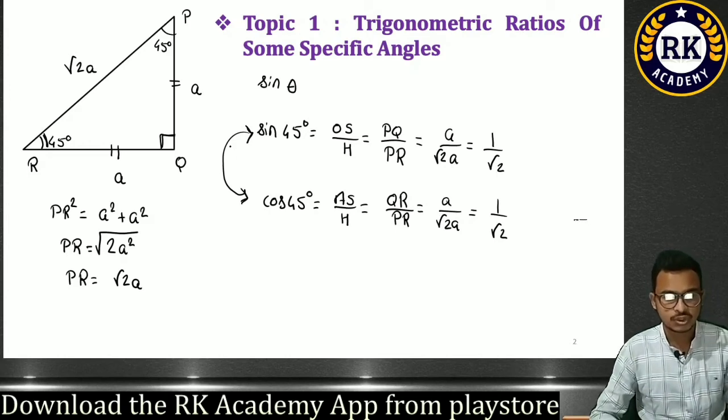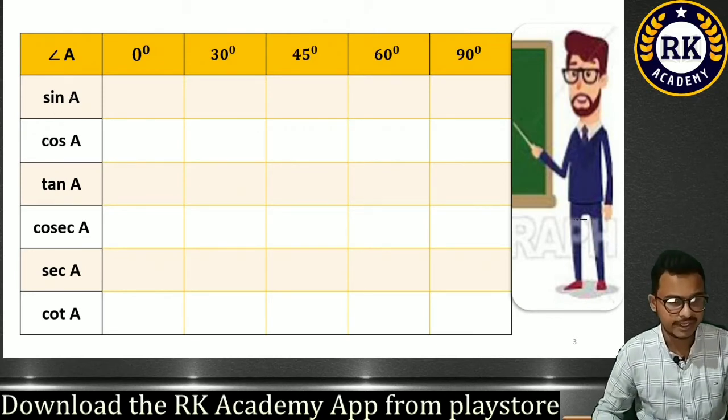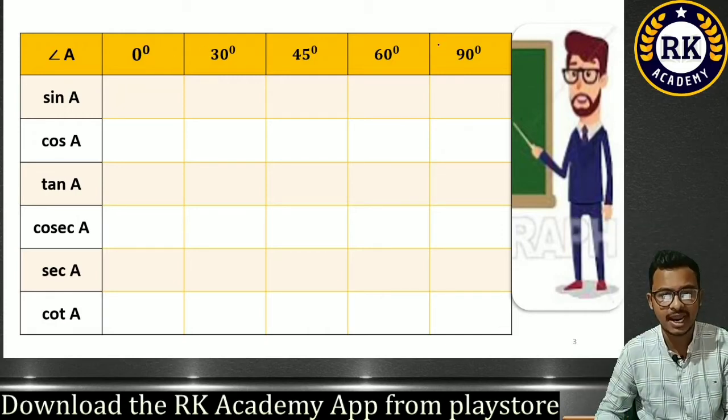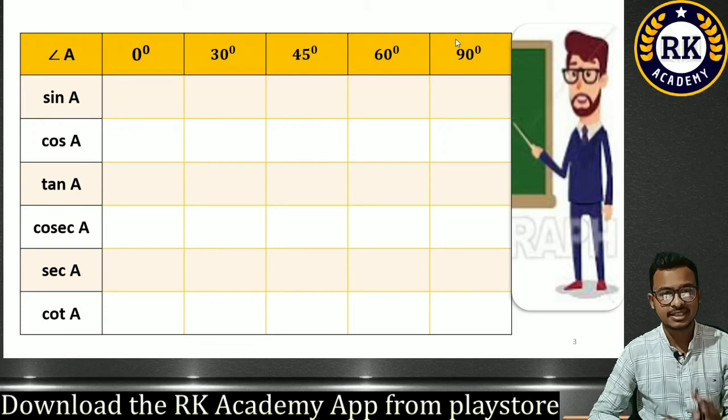Now we will come to the chart, which we will fill up using the values. This is what I have to find. Angle A is provided, where the angle may be 0 degrees, 30 degrees, 45 degrees, 60 degrees and 90 degrees. These are the values in the question. Now we have to fill this chart: what is sin 0, sin 30, sin 45, sin 60 and sin 90. All these values we have to find. Similarly for cos, tan, cosec, sec and cot.